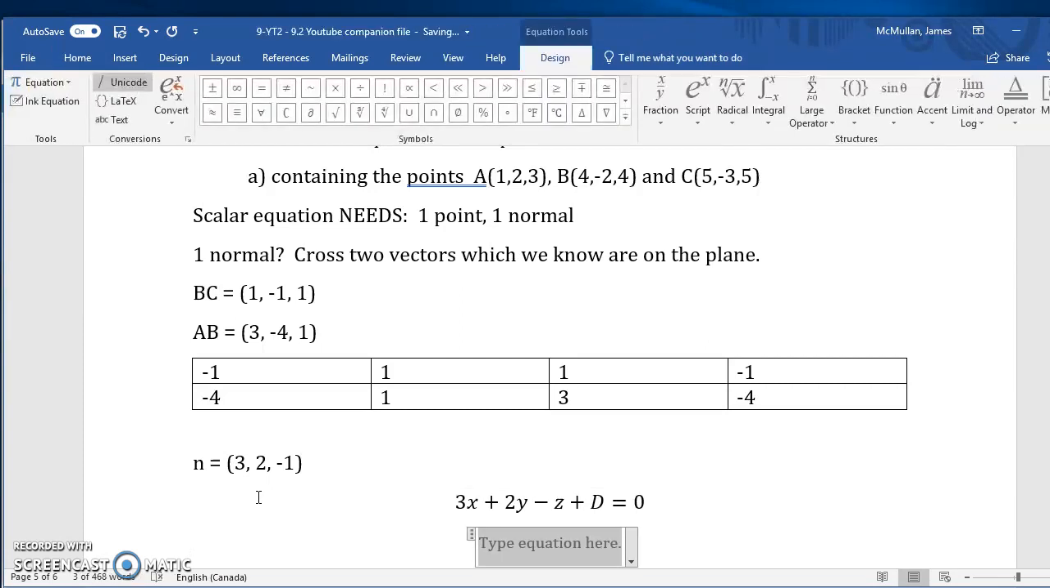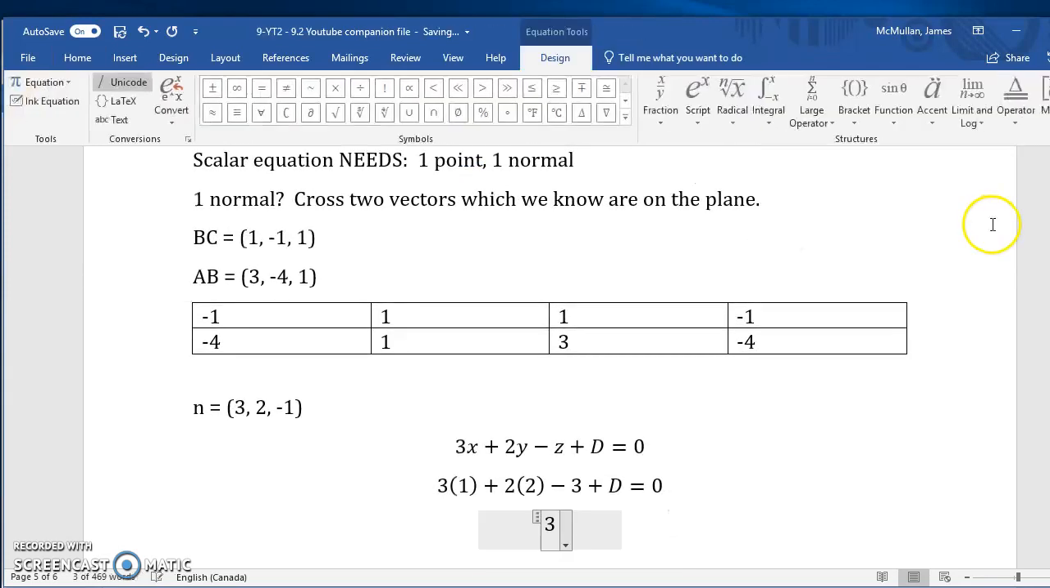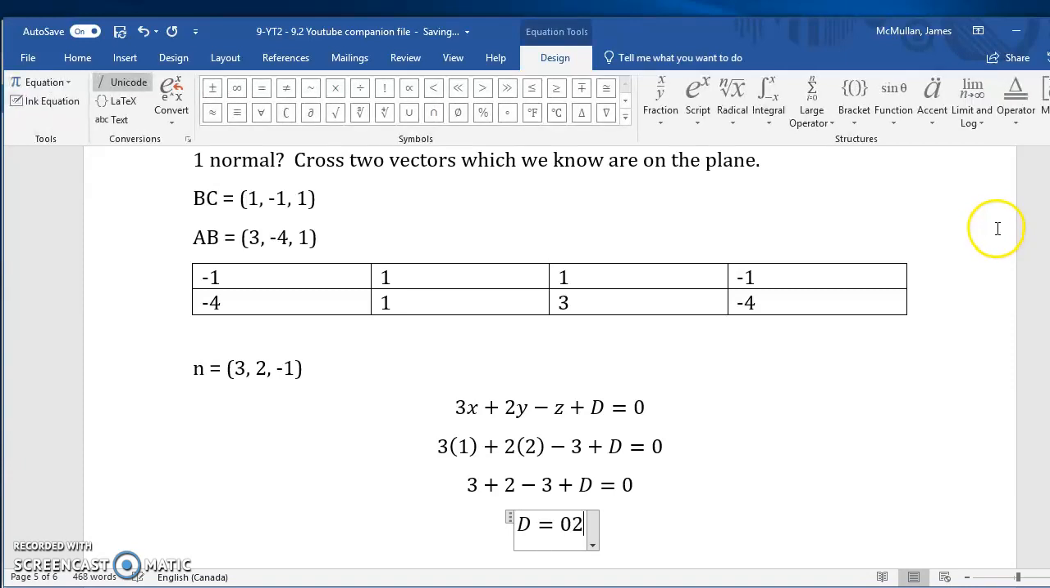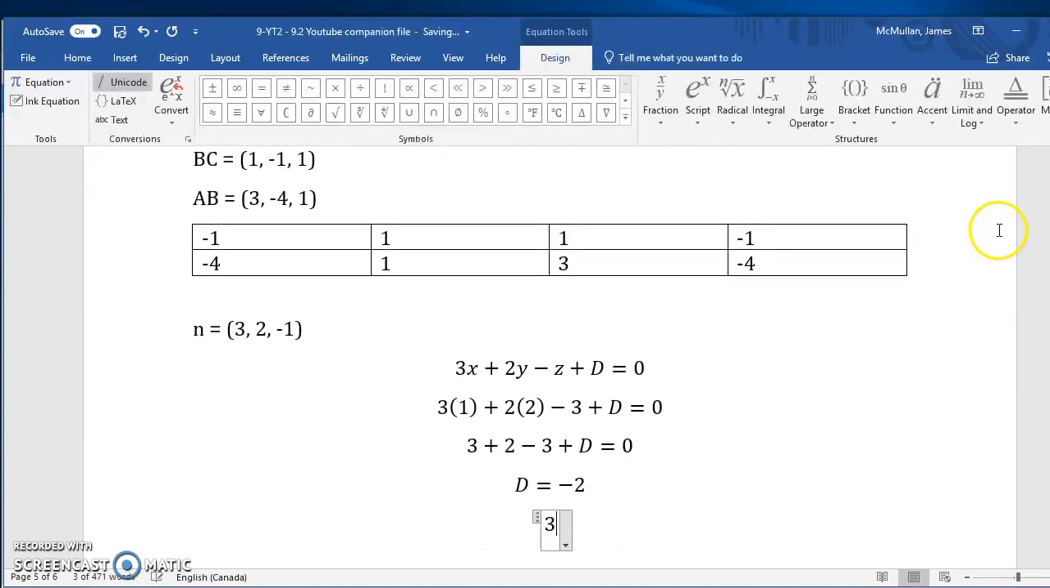We know that it must pass through the point 1, 2, 3. So 3 times 1 plus 2 times 2 minus 3 plus d equals 0. And therefore, we can say 3 plus 2 take away 3 plus d equals 0, and d must equal negative 2. Our plane then is 3x plus 2y take away z take away 2 equals 0.